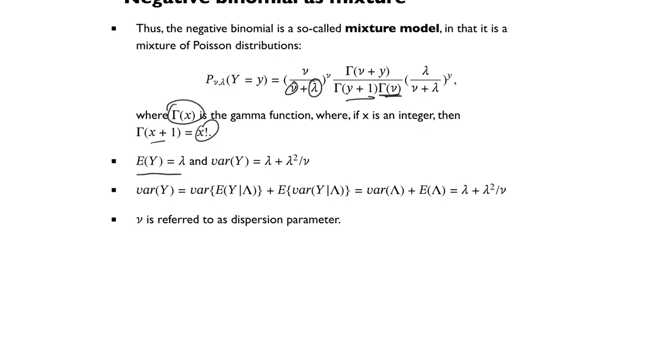Again, we have the same mean. So the mean, if I only have a single outcome, I'm not talking about covariates, the mean's going to be lambda, so that's just like Poisson. But the variance is going to be lambda like Poisson plus this part, which is lambda squared over that dispersion parameter.